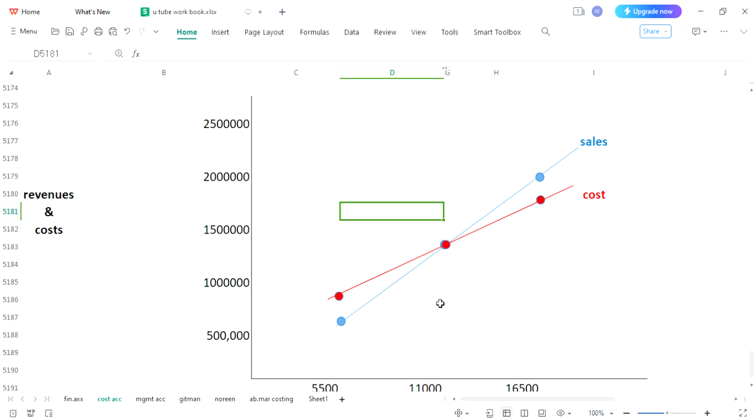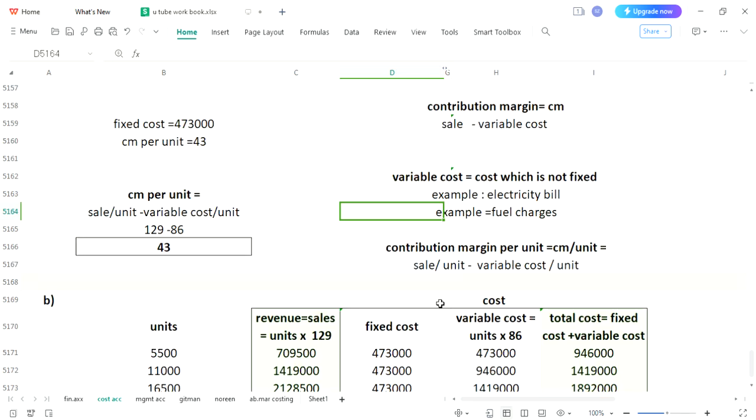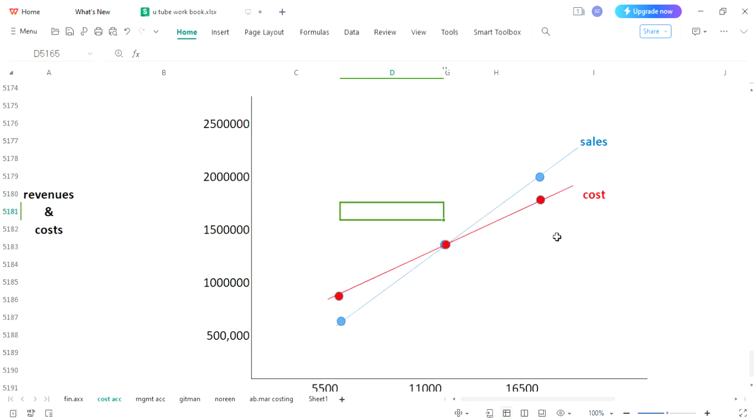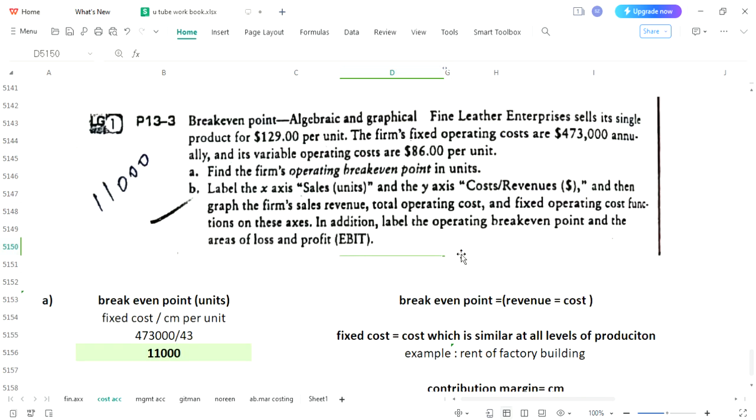So this is our graph, but now let's see what the requirement of our question is. Cost. In addition, label the operating break-even point. So you can see this point is your break-even point, where both cost and revenues are equal. Requirement completed. Now let's see what else.